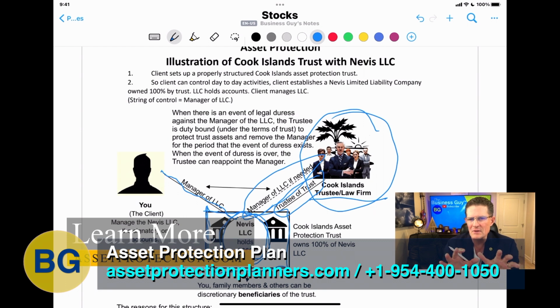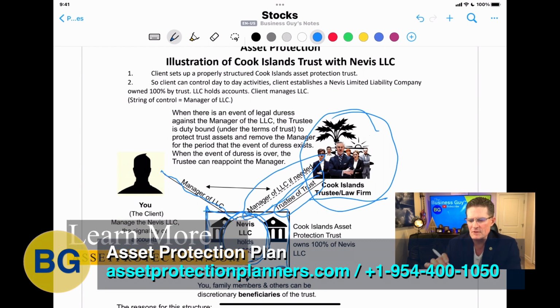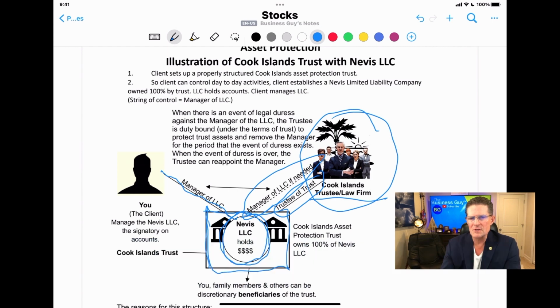So that's how we handle liquid assets. Now, even if the trustee steps in, which they don't need to initially, you can look at your account online, you can trade stock like I do all the time. So you have access to your funds, but your enemy at law does not.